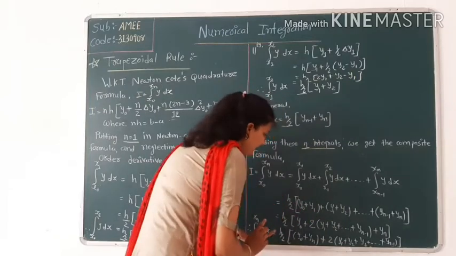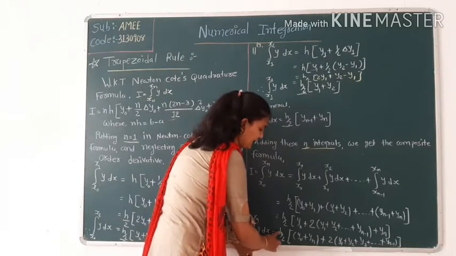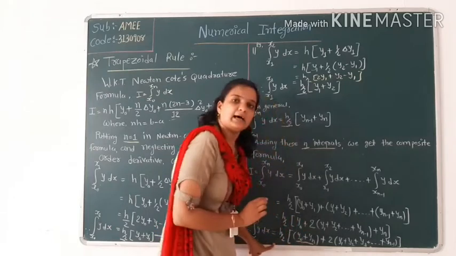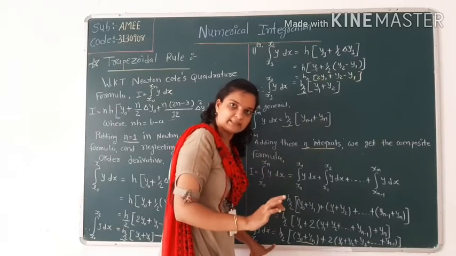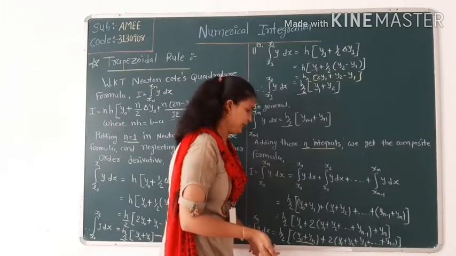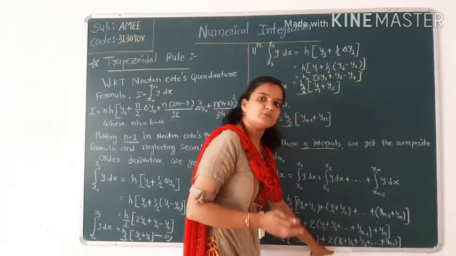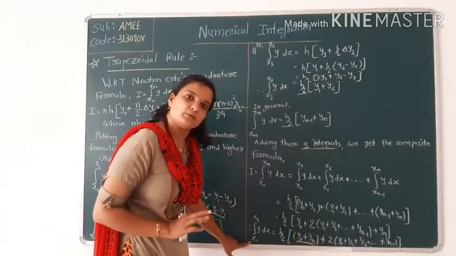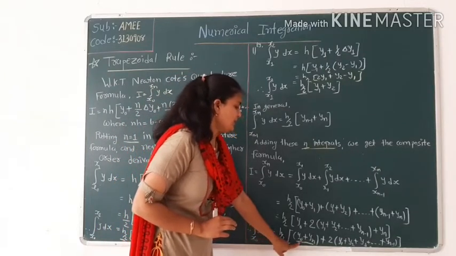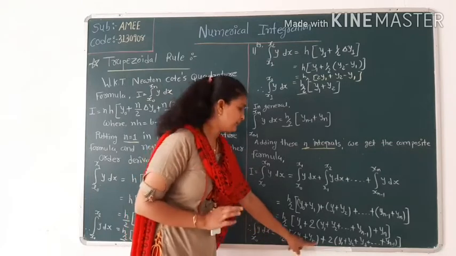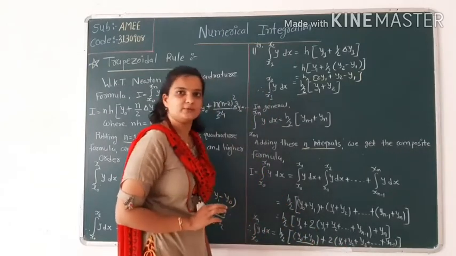So here we can write integral x0 to xn y dx equals h by 2 [y0 and yn, which are the extreme coordinates, meaning the starting point and ending point, plus 2 times (y1 plus y2 plus y3 and so on), which are the remaining terms]. So in the trapezoidal rule, integral x0 to xn y dx equals h by 2 [sum of extreme ordinates plus 2 times the sum of the remaining terms]. This is the trapezoidal rule.